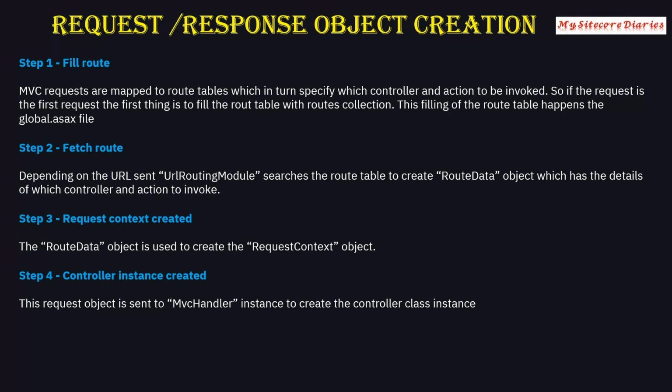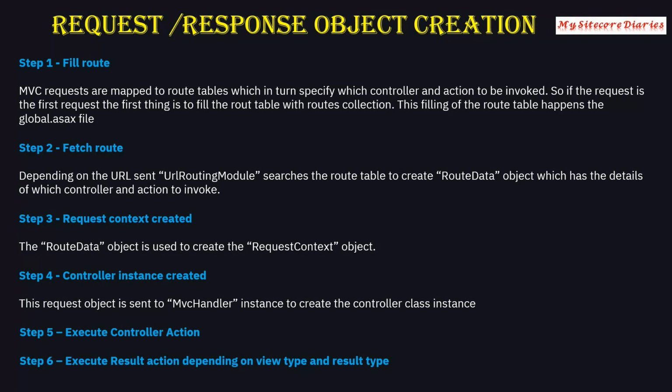The request object is sent to the MVC handler, and the MVC handler creates the controller class instance. The request object which is created will be used by the MVC handler to initialize the controller. Once the controller is initialized, the action invoker will come into action, find the corresponding action, and it will get executed. Depending on the view type and result type, the response is created. So at a high level, this is how the request and response object creation is done. This is how the life cycle of an MVC works.